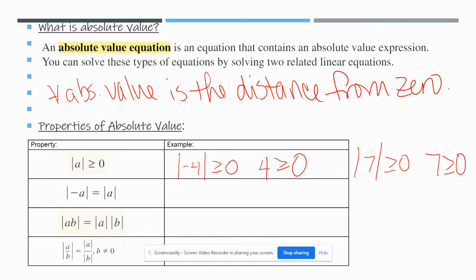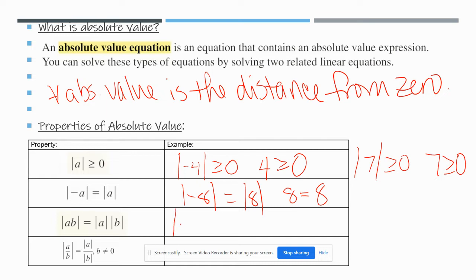The second property: if we say the absolute value of -8 has to equal the absolute value of 8, well, that's true because the absolute value of -8 is 8. The absolute value of 8 is 8. Does 8 equal 8? Yes, it does.